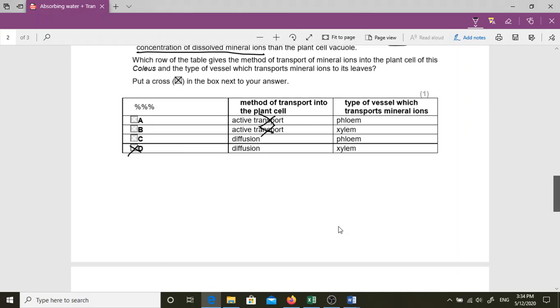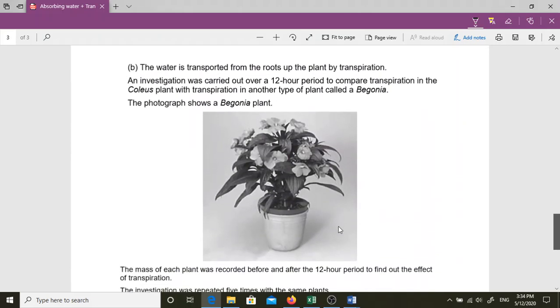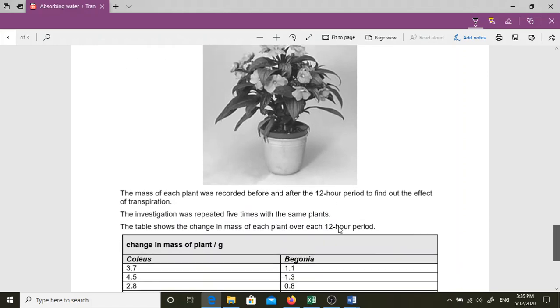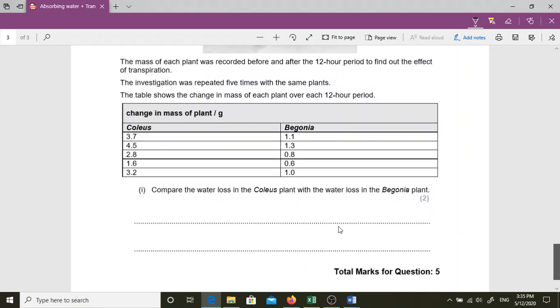Now we're going to go on to the last question. The water is transported from the roots up the plant by transpiration. An investigation was carried out over a 12-hour period to compare transpiration in the coleus plant with transpiration in another type of plant called begonia. The photograph shows a begonia plant. This is a begonia, and earlier in the other pictures we had the coleus plant. Now we're going to compare them.